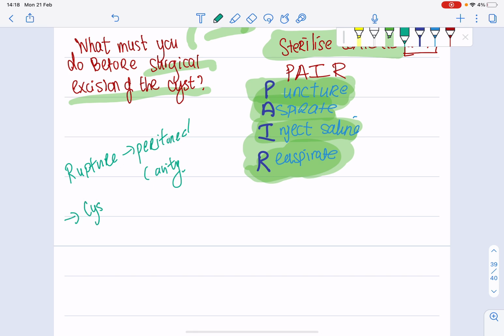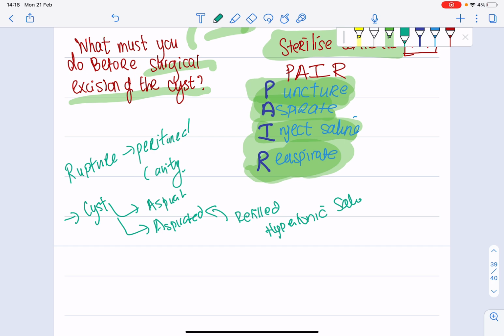Also, the important thing is that the cyst is partially aspirated and then aspirated again, and in between it becomes refilled with hypertonic saline. This hypertonic saline is important because it's scolicidal, which means it can kill and destroy these parasites.